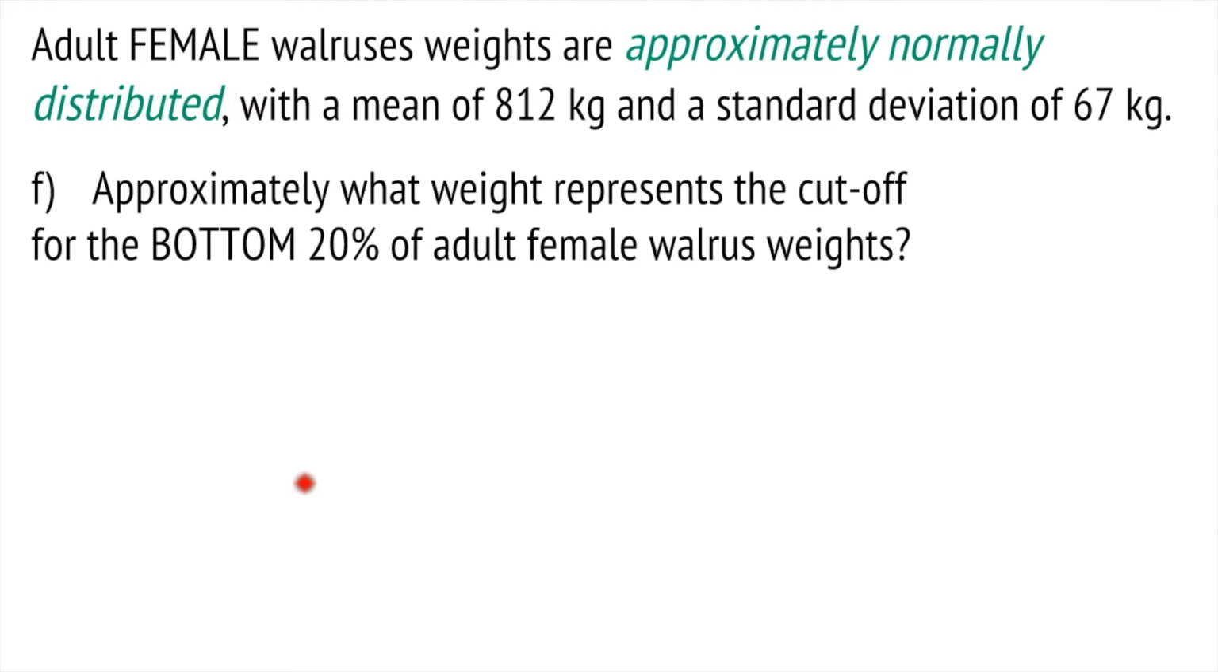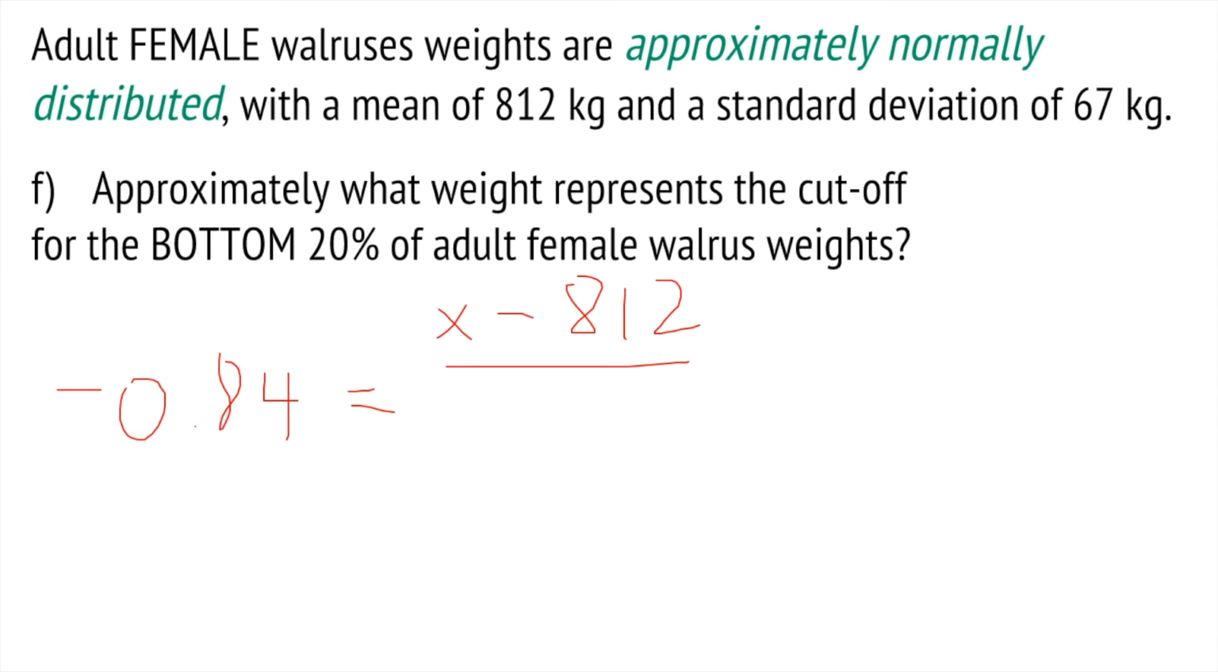So now that I found the z-score, all I have to do is some algebra. So I'm going to say negative 0.84 equals the observation, which I don't know, this is just my z-score formula, minus my mean, which is 812, divided by my standard deviation, which is 67. So at this point, I'm just using algebra to solve for x.